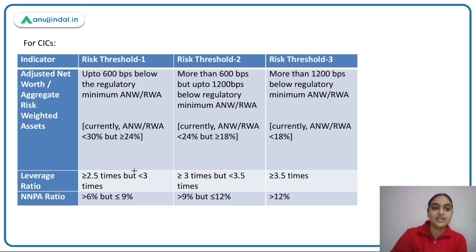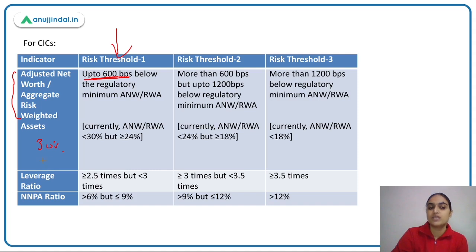So for that, the capital is assessed through the asset adjusted net worth or the aggregate risk weighted assets. So the current requirement is at 30%. So if you are maintaining it at a rate below this, then you will be under the breach of the PCA framework. Okay, so if you are maintaining it at up to 600 basis points below the regulatory requirement, then you will be under risk threshold 1.